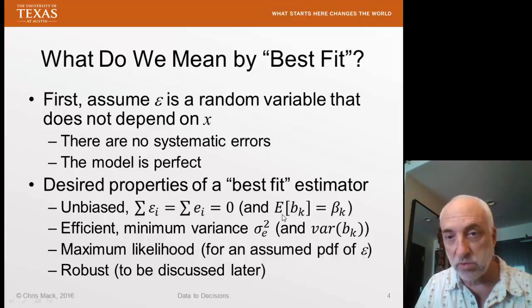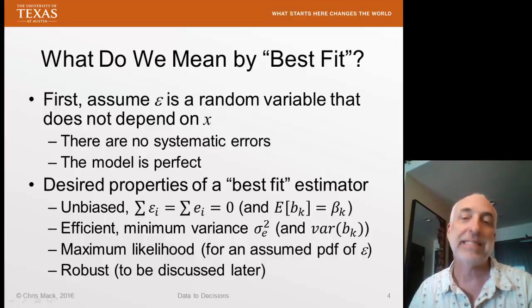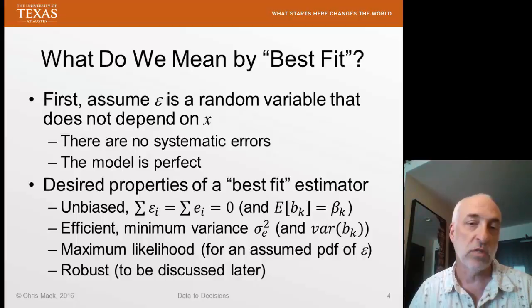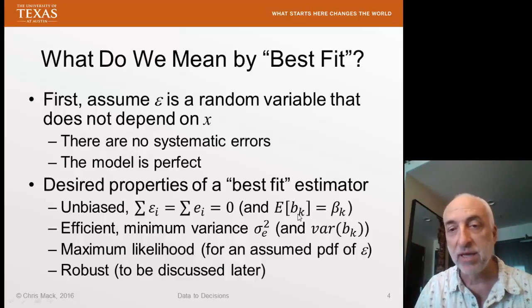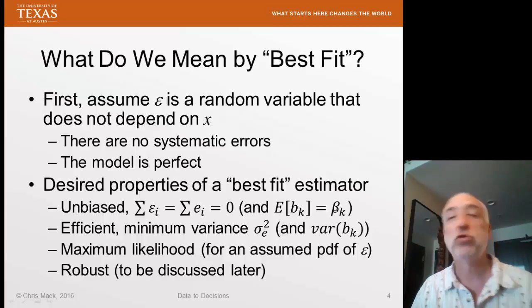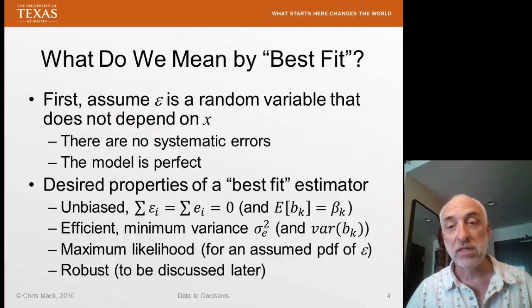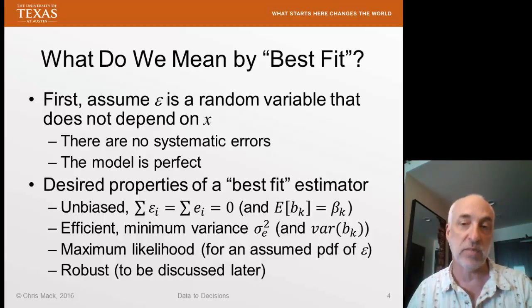The expectation value, we use the symbol E with square brackets. And what do we mean by the expectation value? It means simply this. If I were to repeat the experiment an infinite number of times, so I let n, the number of data points, go to infinity, then in that case, the best fit value of my parameter, my estimate b sub k, the kth parameter, will converge to the true value. If, as the number of data points goes to infinity, the estimated value converges to the true value, we'll call that an unbiased estimate.